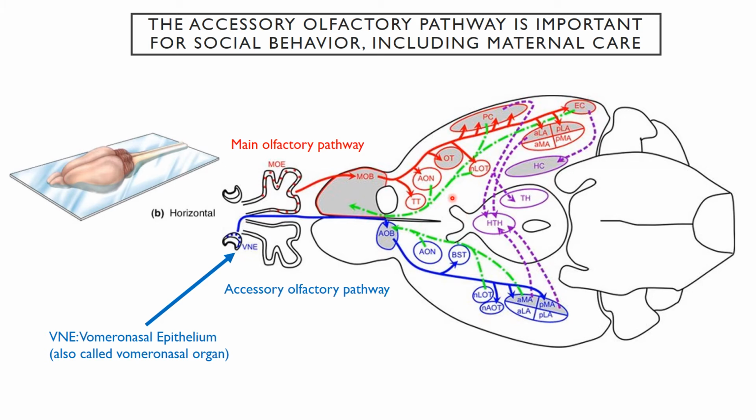Again, you do not have to have this memorized, but I want to illustrate for you that there's this additional pathway that has a huge influence over behavior. So we have the main olfactory epithelium, right? This is where you have your olfactory receptor neurons with the cilia, and then they have axons that go through the cribriform plate and then go up to the main olfactory bulb.